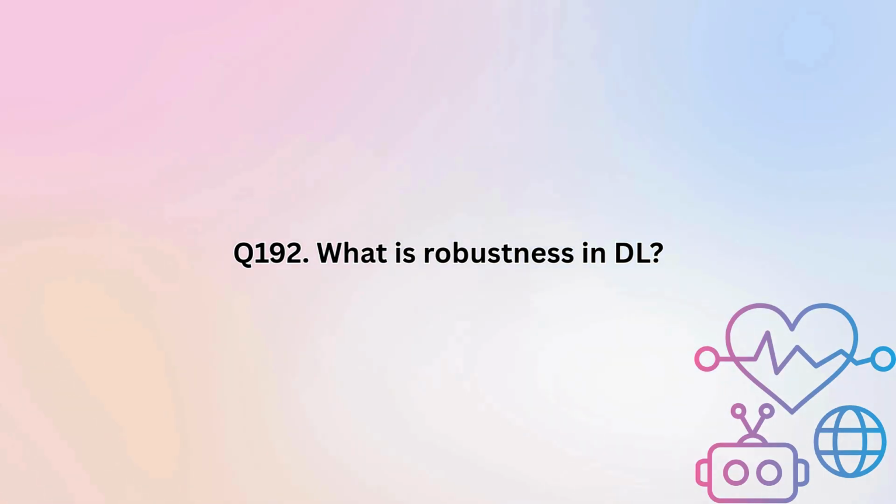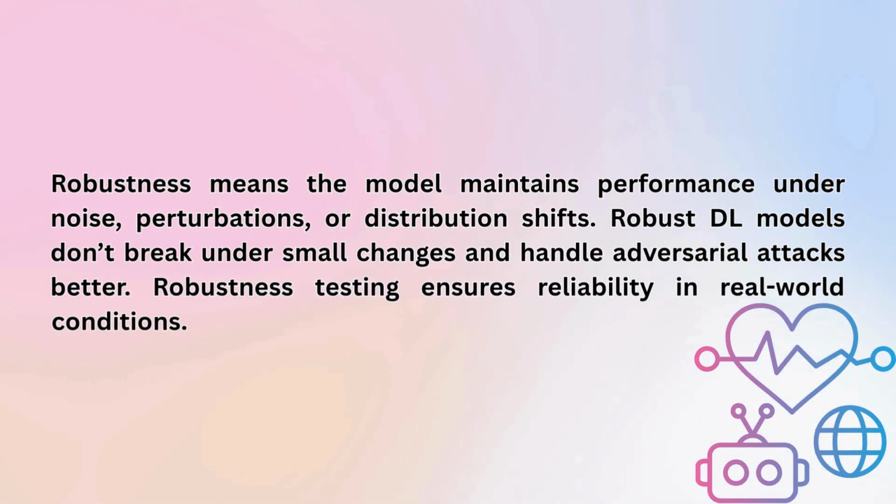What is robustness in DL? Robustness means the model maintains performance under noise, perturbations, or distribution shifts. Robust DL models don't break under small changes and handle adversarial attacks better. Robustness testing ensures reliability in real-world conditions.